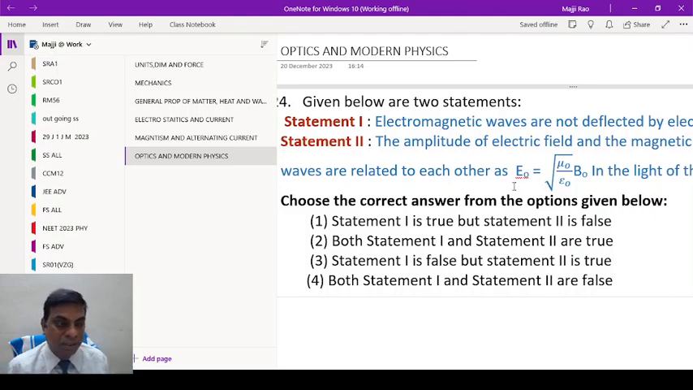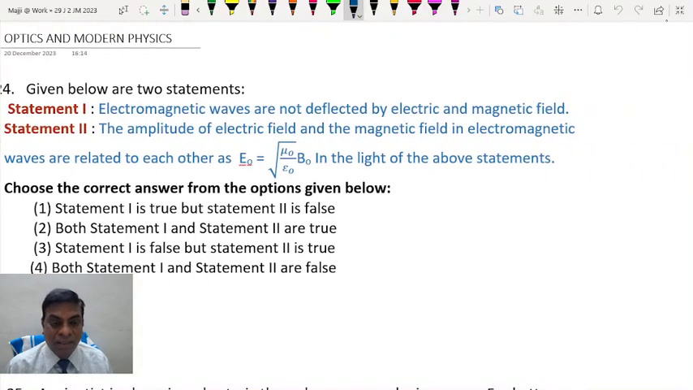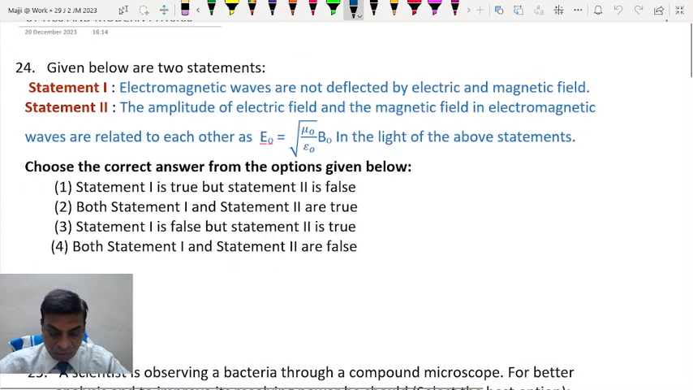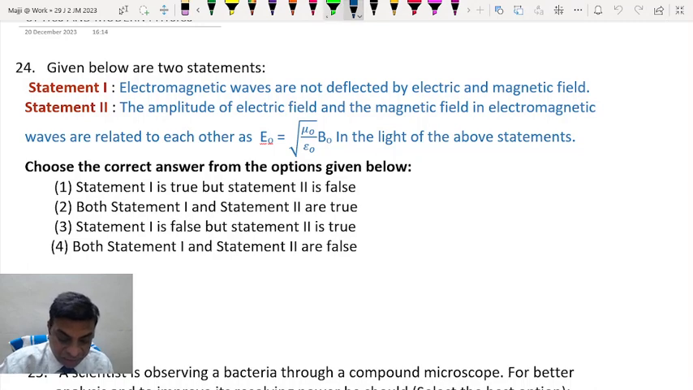Today I am here to discuss questions from optics and modern physics which were asked in the second shift of 29th January 2023. So here we go. The first question is this. Given below are two statements. Statement 1: electromagnetic waves are not deflected by electric and magnetic fields.